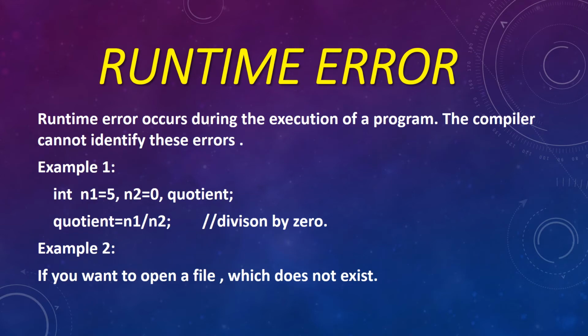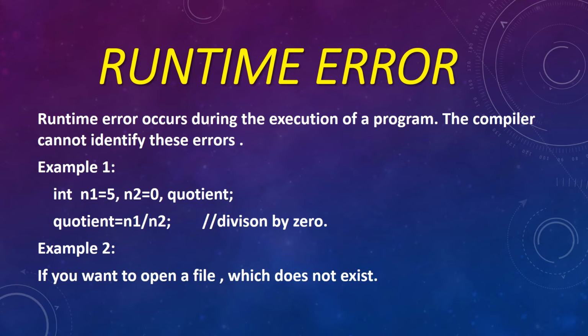Next one is runtime error. What is a runtime error? A runtime error occurs during the execution of the program. It means when you compile your program, the compiler cannot identify this type of error. When you execute your program, that time it will show the error. If you divide any number by 0, the output will be infinite. It means it will show the runtime error.